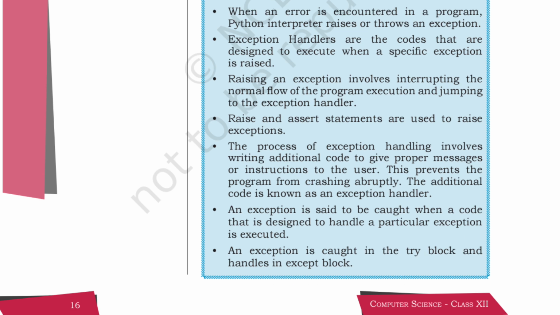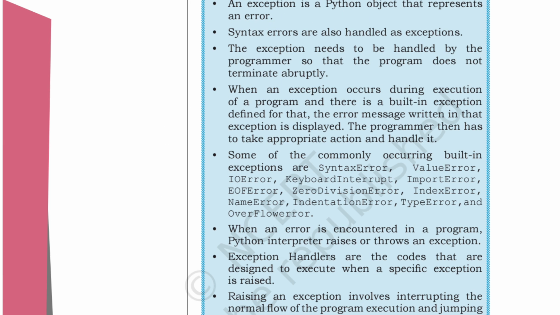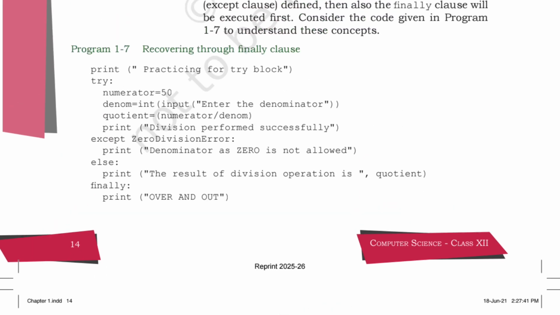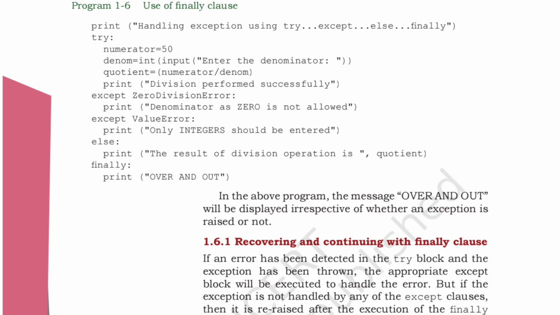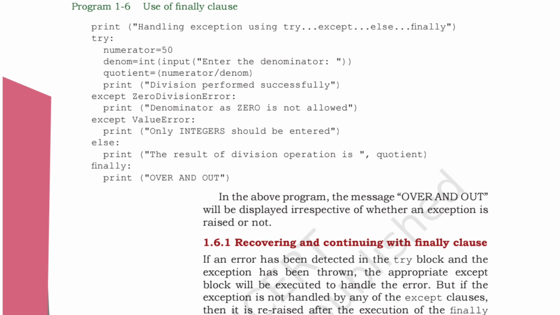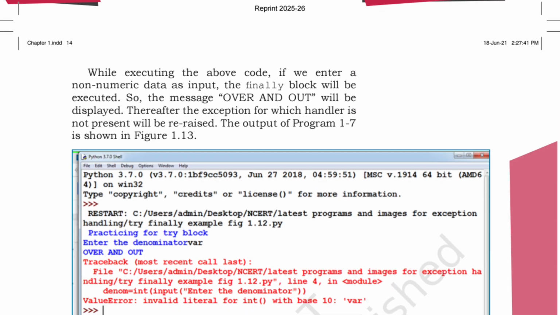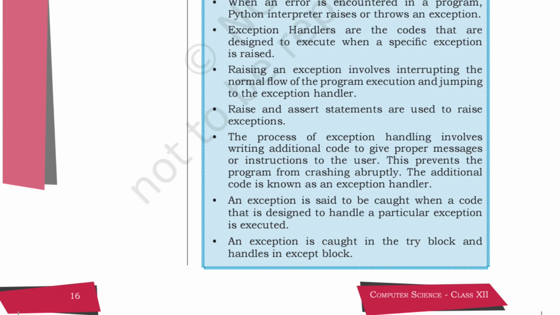Now an exception is said to be caught when the code that is designed to handle a particular exception is executed. An exception is caught in the try block and handled in the except block. Okay, the except block is also there, right? In the except block, we just saw the exceptions zero division error and value error. Okay, this is the type of error we have to mention in except. So this is the summary, you just have to go through it.